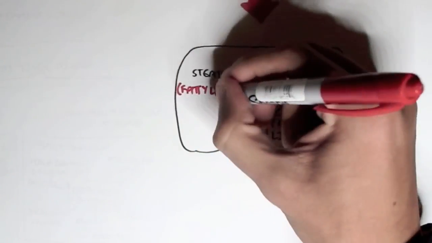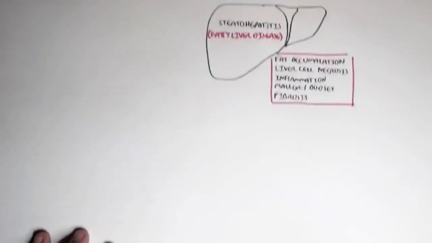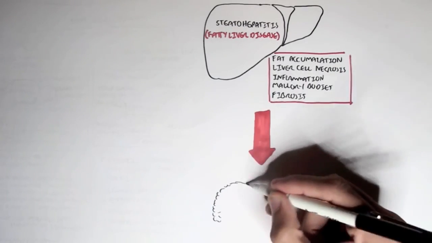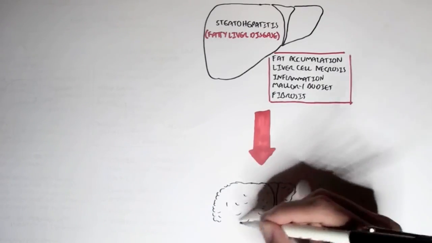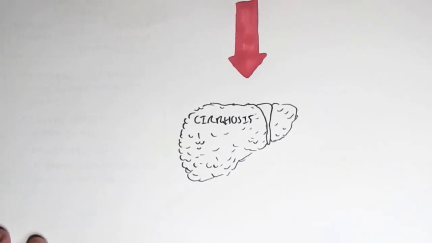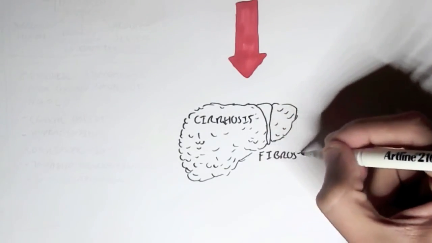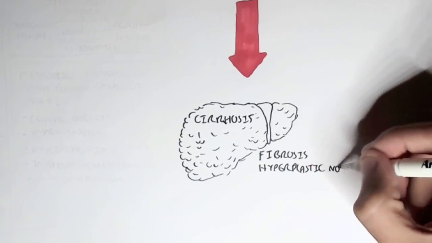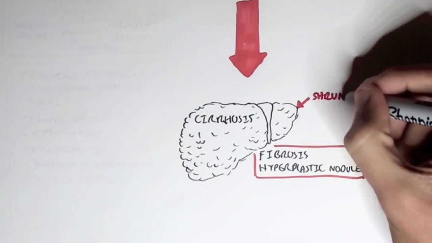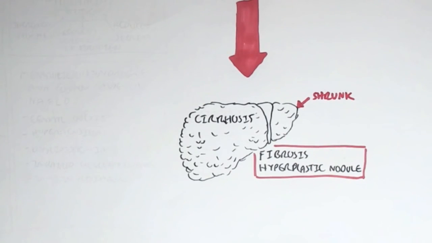And the end stage of this state, if nothing is done to stop this, if we don't stop taking in bad substances, will lead to the final stage, the dead end, known as cirrhosis, where the liver is completely damaged. We see fibrosis, we see liver cell death, and we see hyperplastic nodule formation. The liver is dramatically shrunk in this stage, and essentially it's irreversible and damaged. There's nothing that can be done.